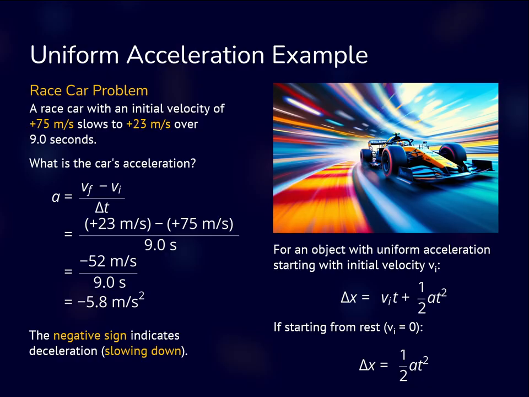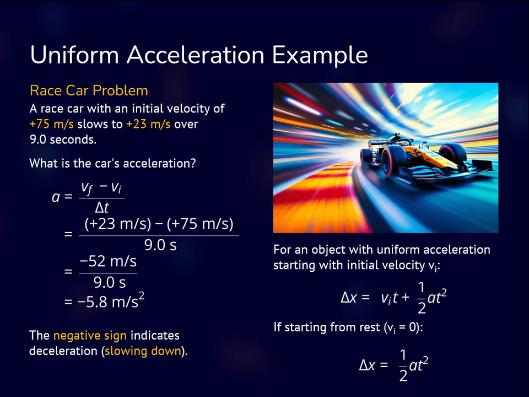It slows down after crossing the finish line. So let's say it drops from 75 meters per second. That number is probably closer to a race car. 75 meters per second all the way down to 23 meters per second over the course of 9 seconds. Acceleration is going to be 23, subtract 75, and then divide by 9, which comes out to be negative 5.8 meters per second squared. That negative sign tells us it's slowing down, what we might call deceleration.